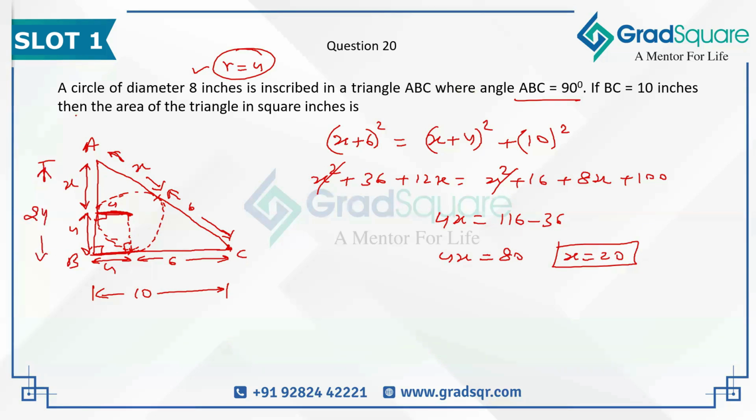Now what is the question talking about? The area of the triangle in square inches is how much? Area of the triangle will be what? Half base, which was 10 units, into the height, which is now 24. So 240 divided by 2, that's going to be 120 square inches, which should be the answer for this question.